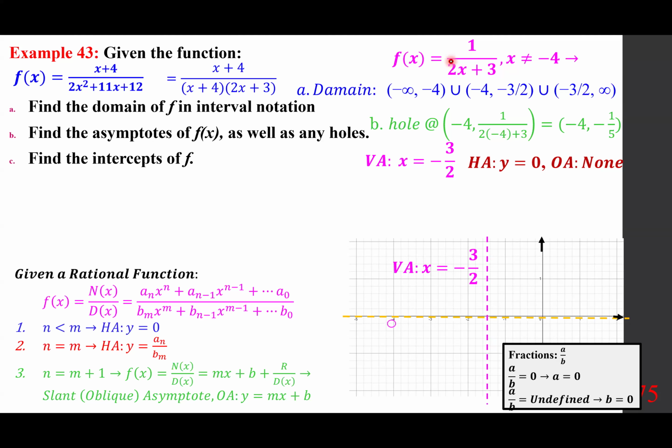Y-intercept, if I replace the x with 0, I get 1/3. Therefore, x-intercept is none because the numerator is a number. Doesn't matter, positive, negative, small or large. Y-intercept, 0, 1/3. So this is the x-axis, this is the y-axis, this is 1, so 1/3 is a third of the way here, so 0, 1/3.